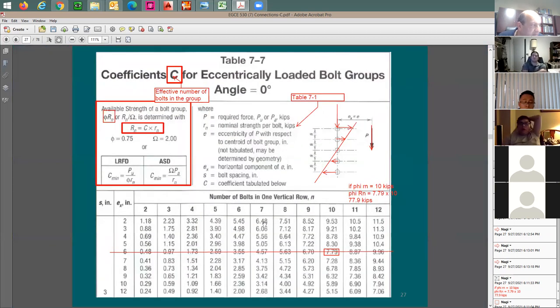And look at all of these numbers. You start here with 2 bolts. Let's say if you have 2 bolts, and e_x is going to be 2 inches, the effective number of bolts is going to be 1.18. You don't really have 2 bolts.